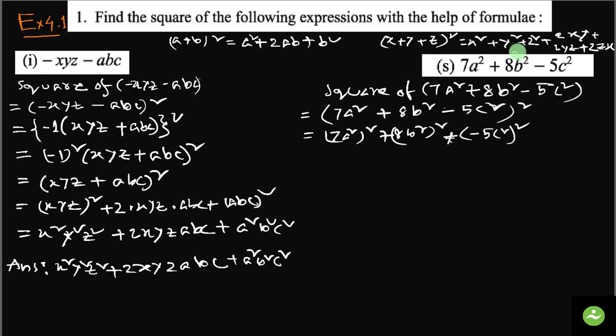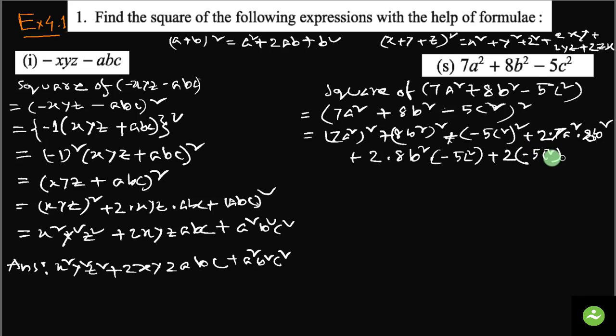Okay, now x square plus y square plus z square plus 2xy, then it should be 2 into 7a square into 8b square, plus 2yz, 2 into 8b square into minus 5c square, plus 2zx, so 2, here z is minus 5c square, minus 5c square and a 7a square. So let's just do the simplification and make it simple.